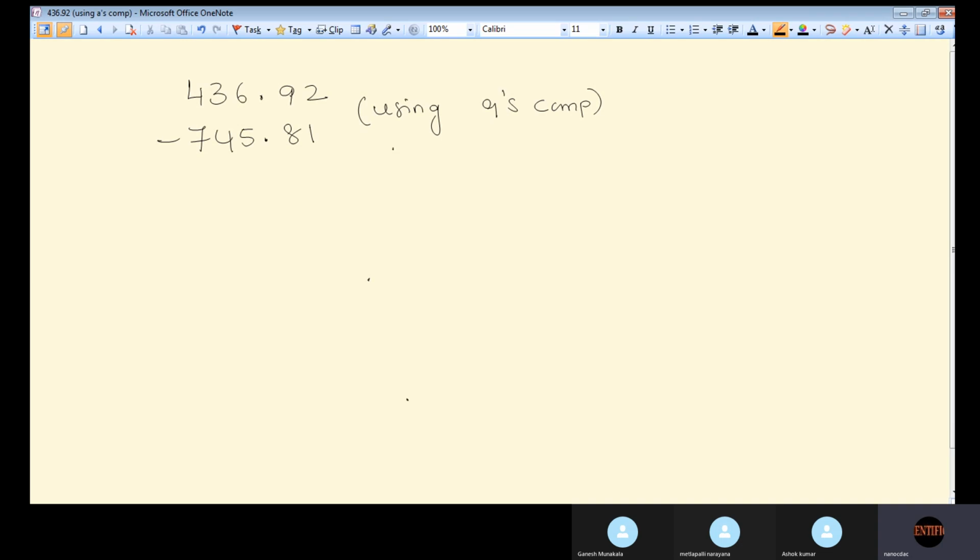Minus 691, no, you will get minus 690.80. Check it once. So it is 690.80. You will get the answer, and the sign is negative.